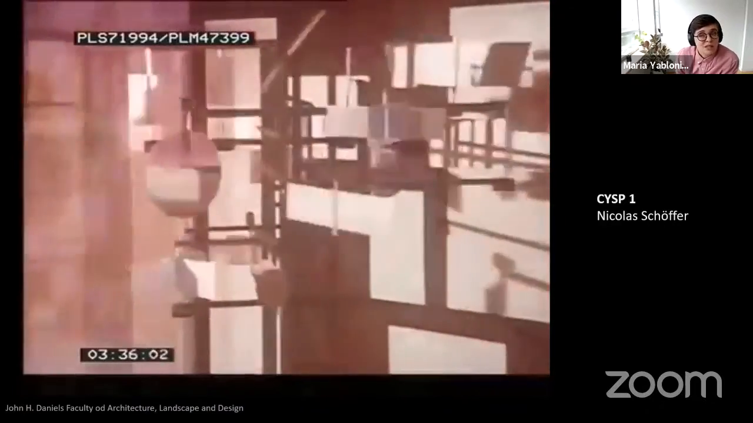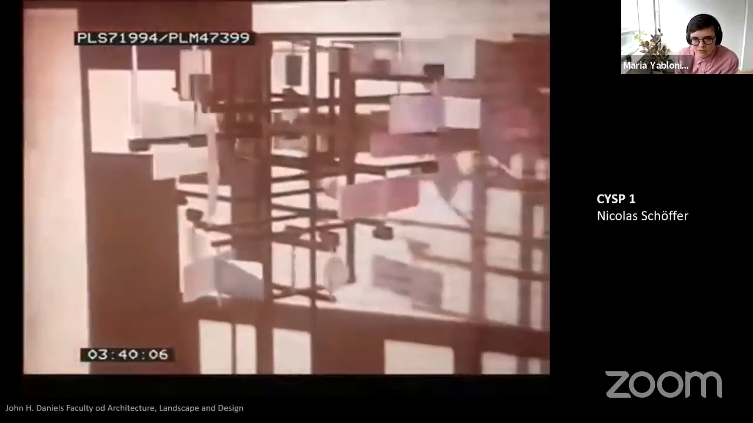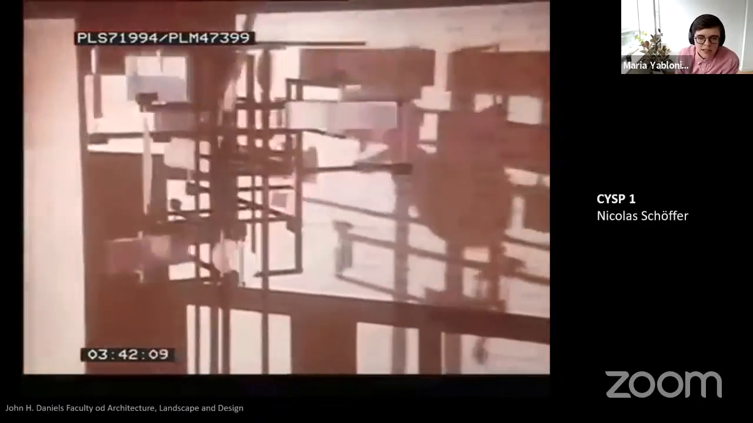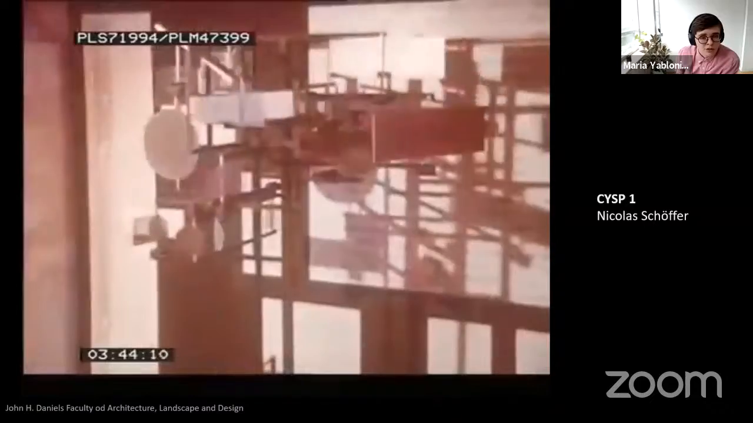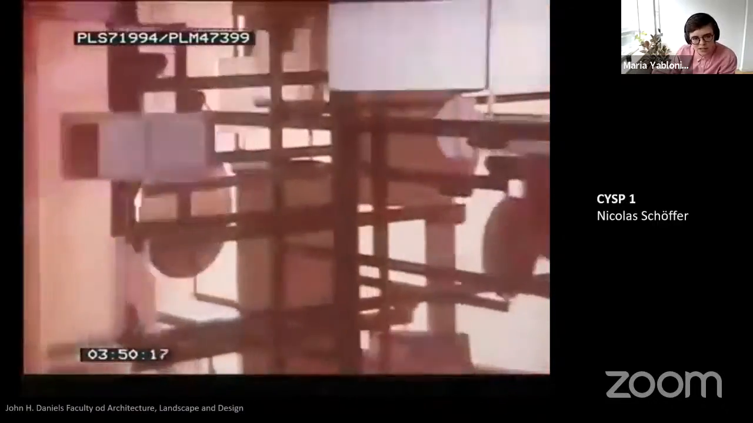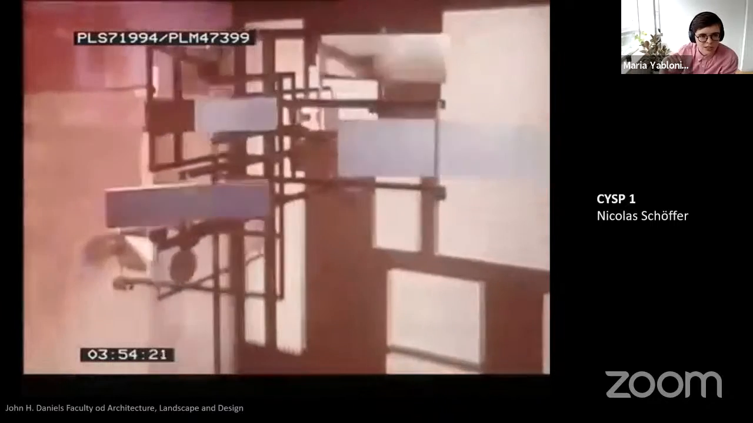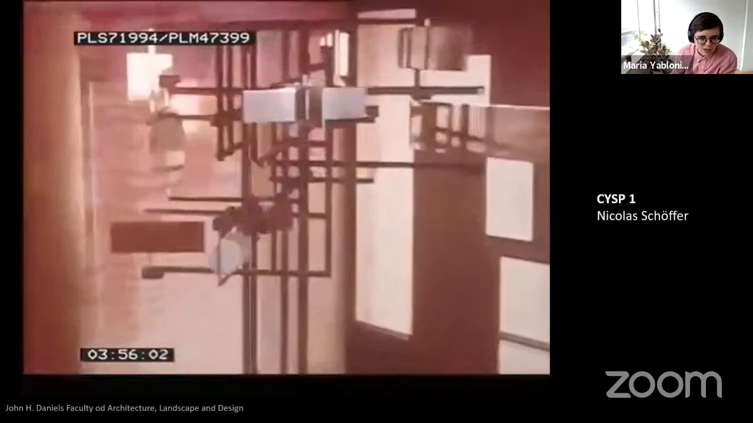But what matters in our context is that one of the exhibition pieces was Nicolas Schöffer's sculpture CYSP 1, originally developed in 1956 and apparently considered the first cybernetic sculpture in art history. It is not only kinetic, but also responsive. There's a bunch of light sensors inside of this piece, and the visitors were given flashlights that they could use to interact with it, and then the sculpture would respond.